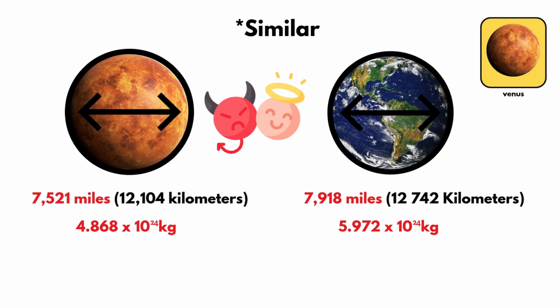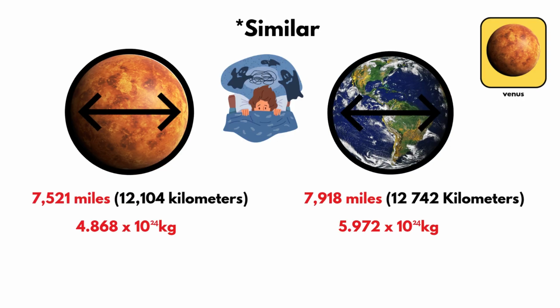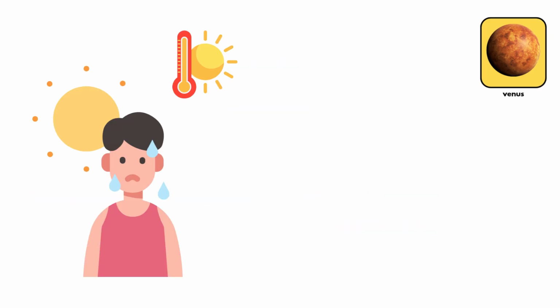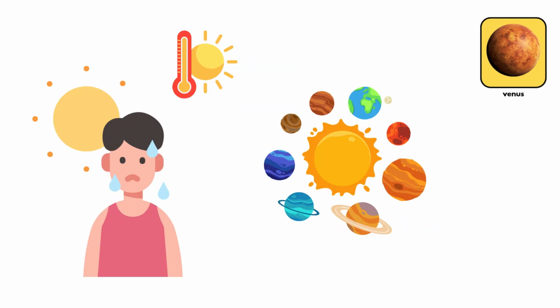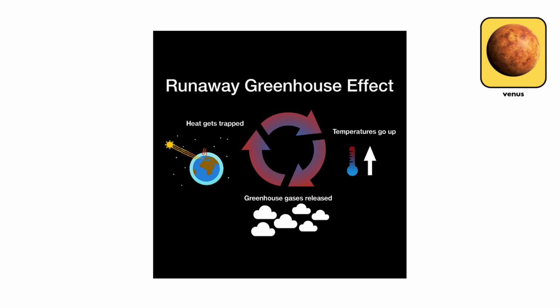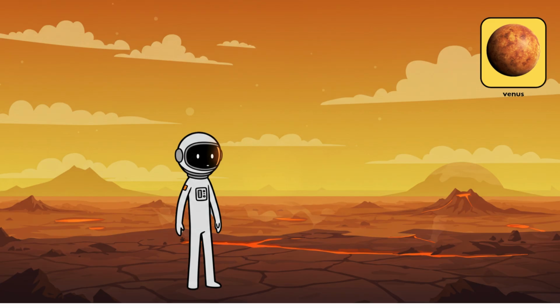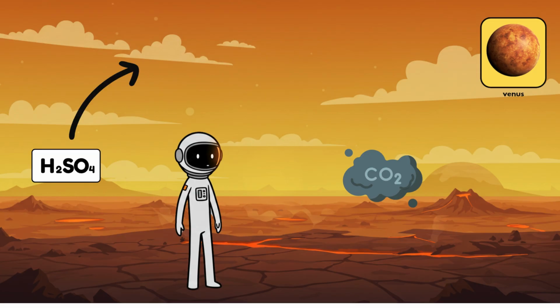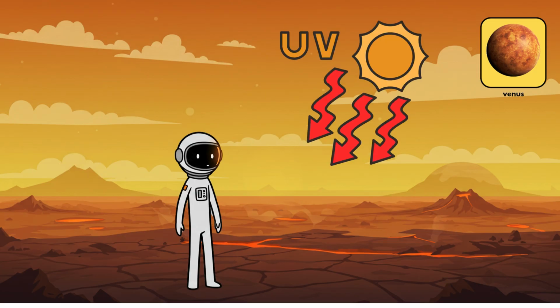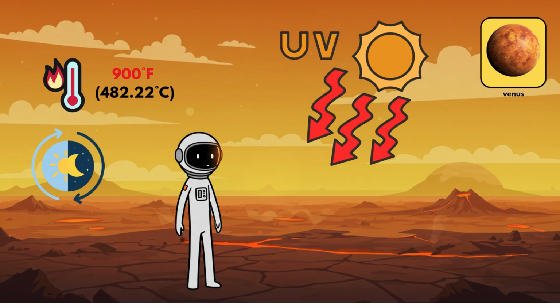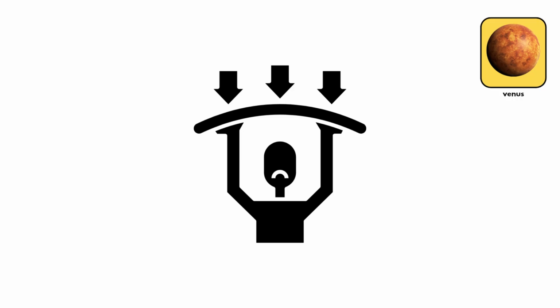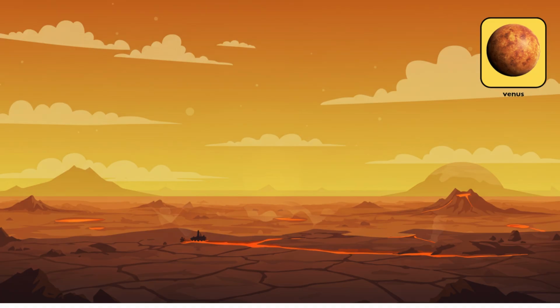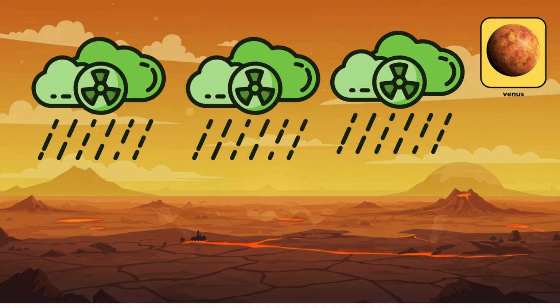Same size, same mass, but everything else? Nightmare fuel. Venus is the hottest planet in the solar system, even hotter than Mercury. Why? Runaway greenhouse effect. Its thick atmosphere, full of carbon dioxide and clouds of sulfuric acid, traps heat like a furnace. Surface temps stay around 900 degrees Fahrenheit, day and night, pole to pole. And the pressure? It's like being a mile underwater. Venus's sky is filled with acid rain that evaporates before it even hits the ground.